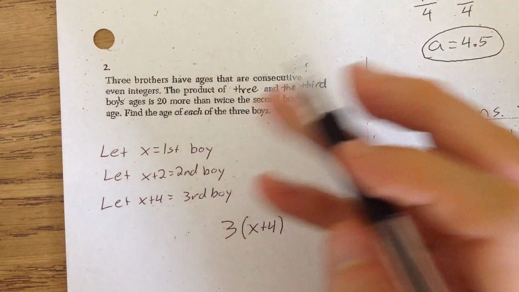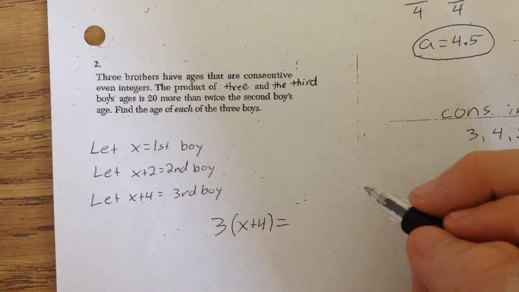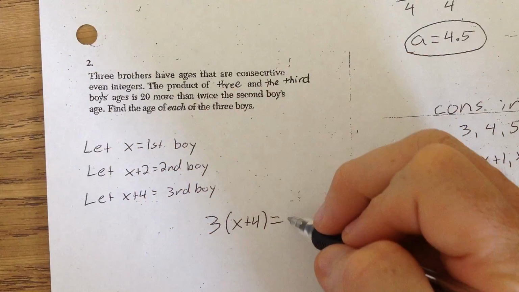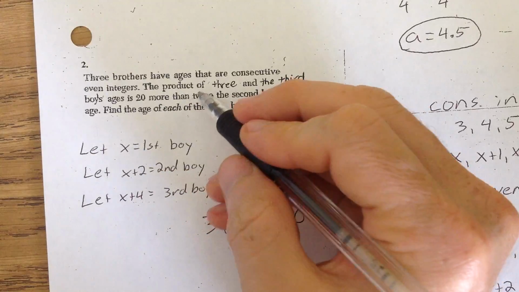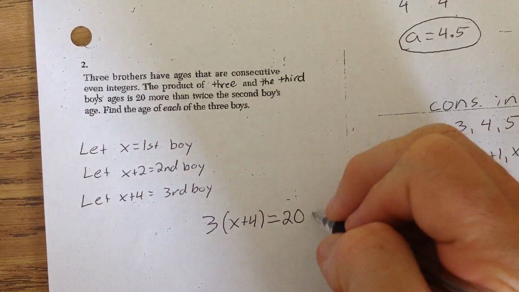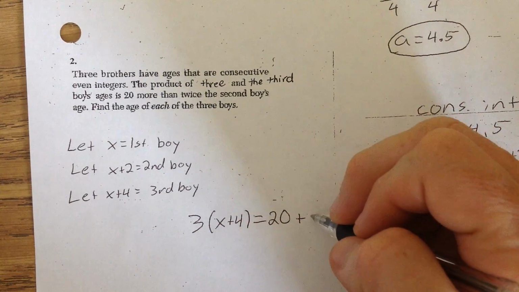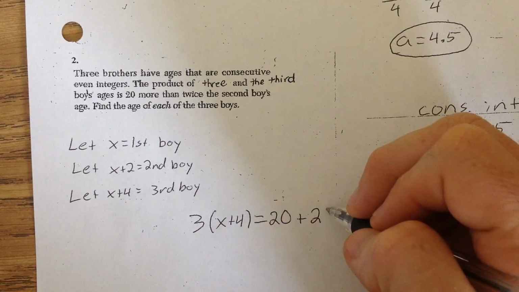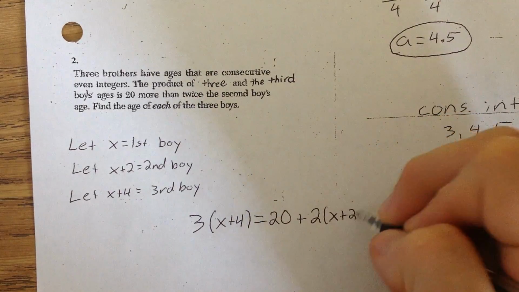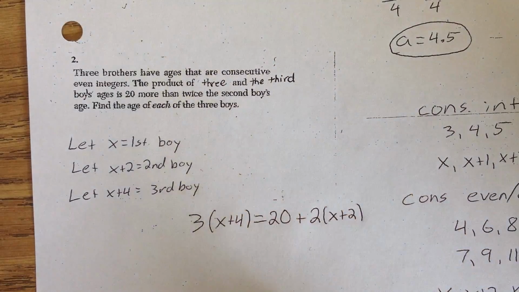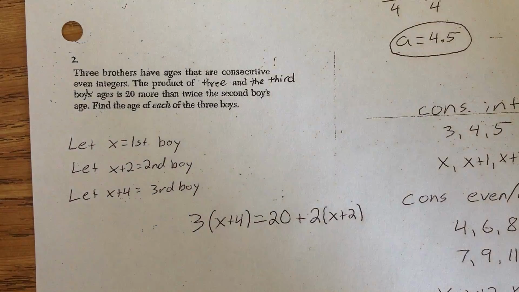We've kind of learned that that's our equal sign. So we've got our equal sign. 20 is just a 20. More than is an addition sign. And then twice the second boy's age is just going to be 2 times the second boy, which is x plus 2. Now, sometimes kids ask, well, what about the first boy? You don't always use all 3 let statements, so in this case we're only using 2, and that's just fine.